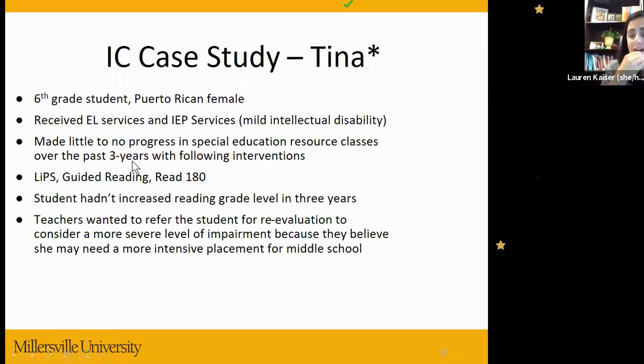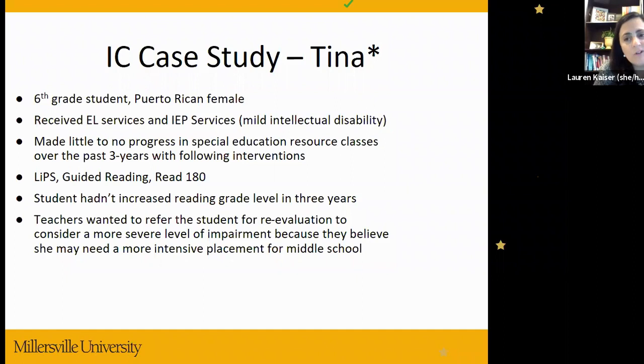I wasn't at the school at the time. I came late when she was in 6th grade. And I was introduced to her by the special educator who said, okay, she's going to be on your list of reevals later in the year. So I want you to take a look at her because we think she might need a more intensive placement when she goes to middle school. We're really worried about her because she hadn't made progress in 3 years. And we tried LIPS, we tried Reading 180, and she hasn't budged. And they did want a more restrictive kind of placement.